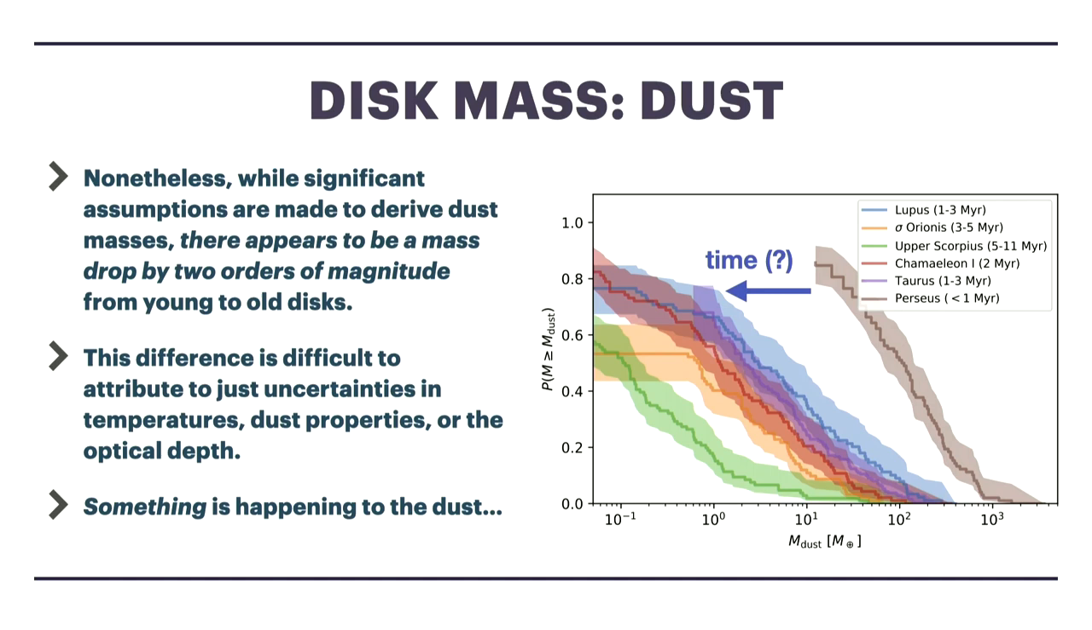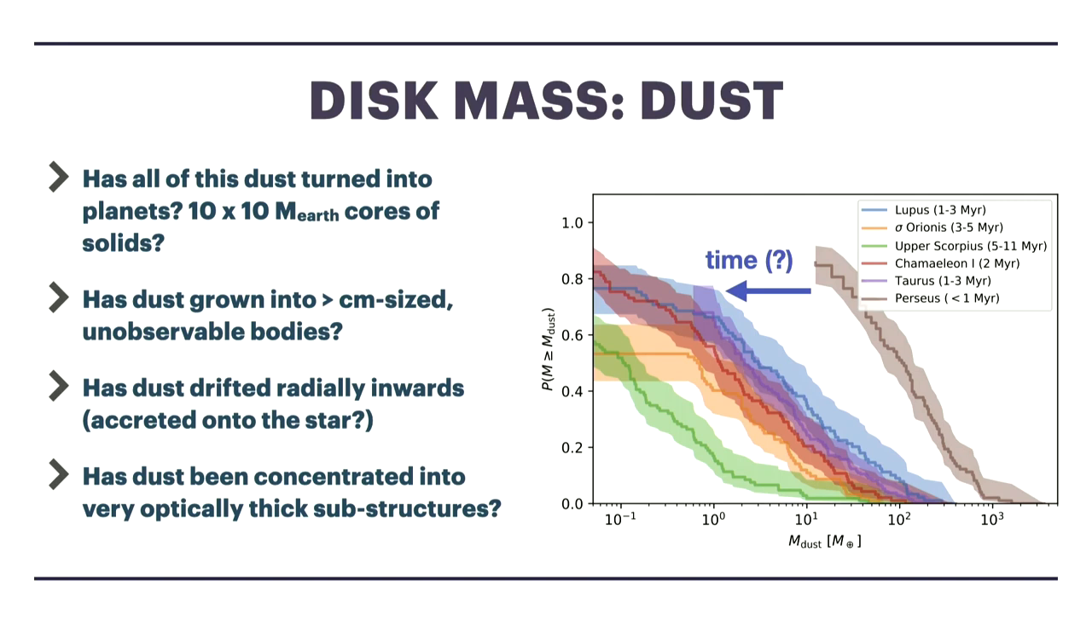So what's going on? Well, there's plenty of speculation. You can say, well, all the planet formation happened early, and so all of this loss process has gone into planets. Okay, well, then where are all the planets? That would be 10 Earth mass cores. That's a lot of planets hanging around. Has dust grown just into slightly larger boulders that are still unobservable? Maybe dust has drifted radially inwards and possibly even been accreted onto the central star. Or has dust been concentrated just into very optically thick substructures?